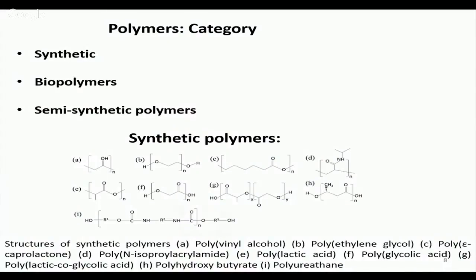Polyester, for example, polyester cloths. Polyester is a synthetic polymer. Nylon is a synthetic polymer. Polylactic acid is a synthetic polymer. Okay. Polycaprolactone is a synthetic polymer. Polyethylene glycol is a synthetic polymer. Polyvinyl alcohol is a synthetic polymer. Can I give an example of polyvinyl alcohol you use every day? PVC is polyvinyl chloride, PVC pipe.